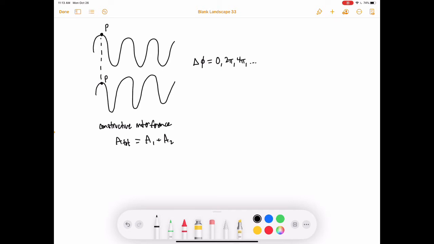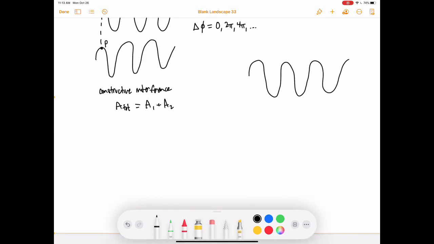On the other hand, let's say I draw a wave like this, and then I'll draw a second wave down here, but I'm going to sort of invert it. So in other words, where I have a peak over here on the first wave, now I have a minimum on the second wave.